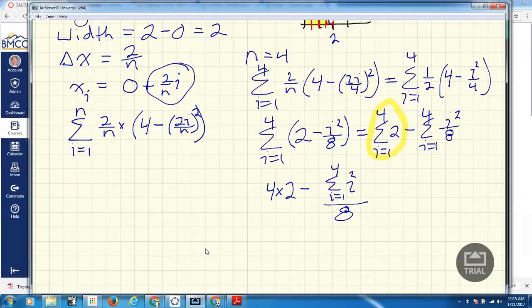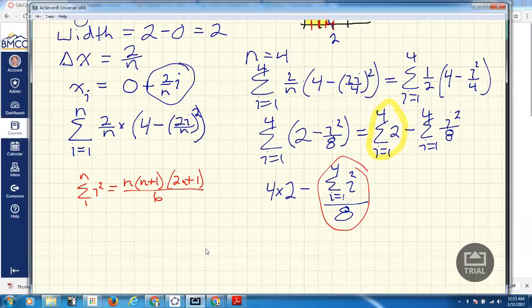If we sum from 1 to n of i squared, we went over this in class the other day, that's going to be n times n plus 1 times 2n plus 1 all over 6. In this case, n is 4. So we're going to evaluate that for this sucker right here.